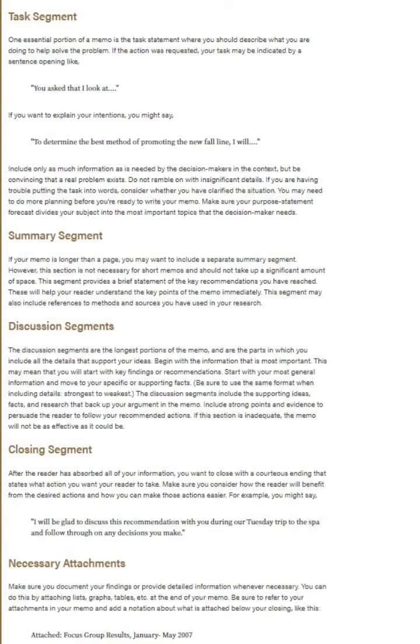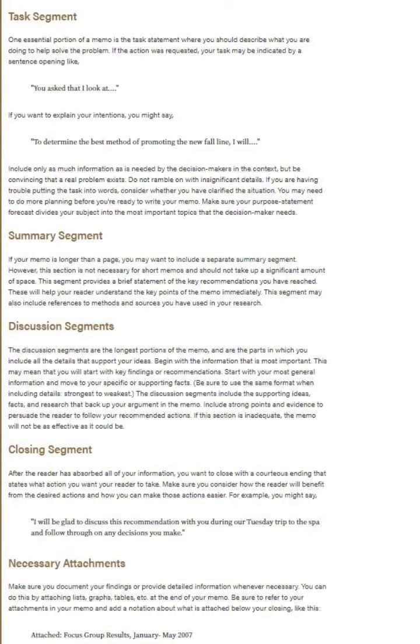If you are having trouble putting the task into words, consider whether you have clarified the situation. You may need to do more planning before you are ready to write your memo. Make sure your purpose statement forecast divides your subject into the most important topics that the decision maker needs.